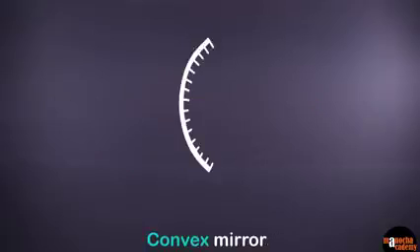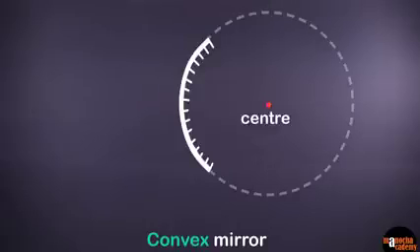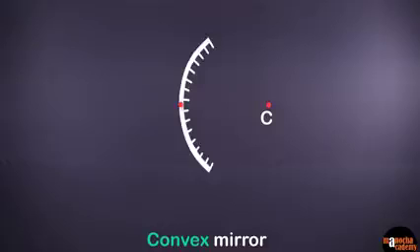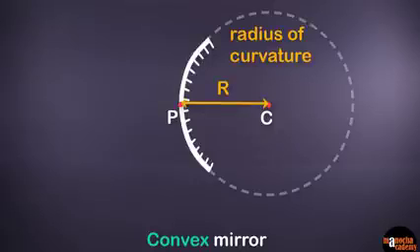Now let's take a look at the convex mirror. Center of curvature is the center of the hollow sphere of which the mirror is a part, represented by C here. Note that the center of curvature of a convex mirror lies behind the mirror. The center of the surface of a convex mirror is called the pole, represented by P here. Radius of curvature R is the radius of this sphere.